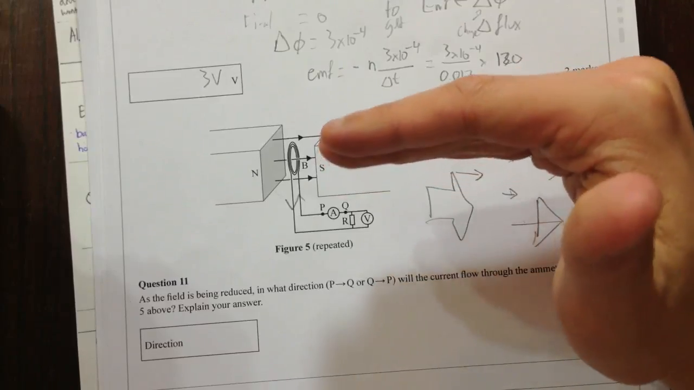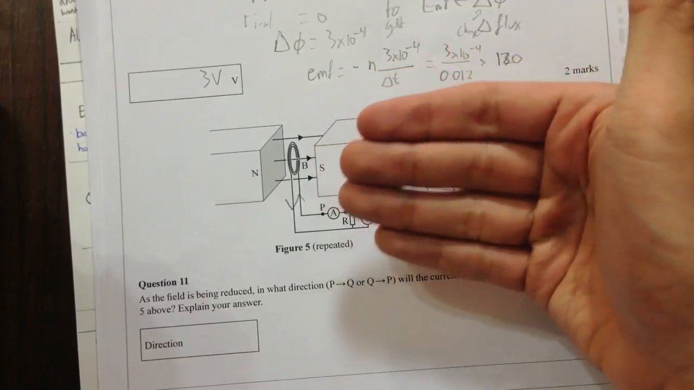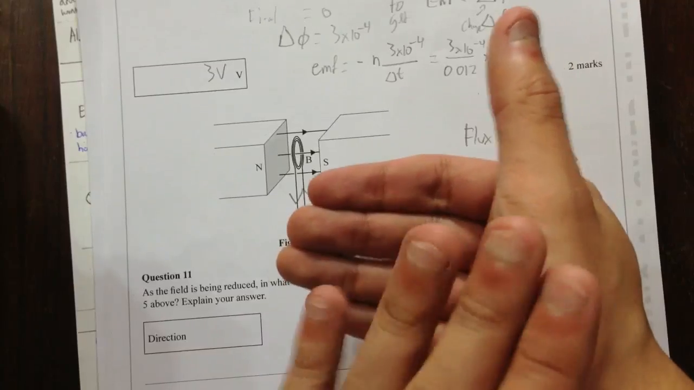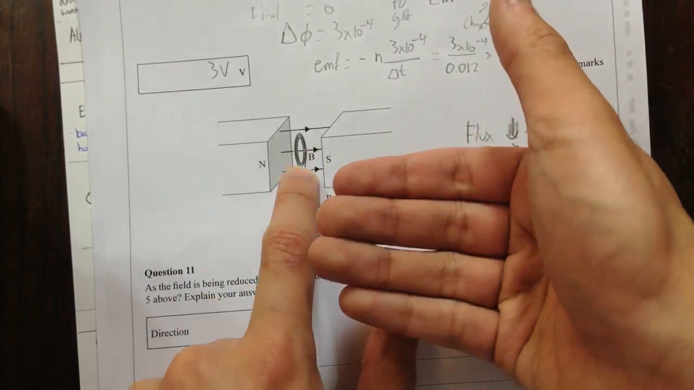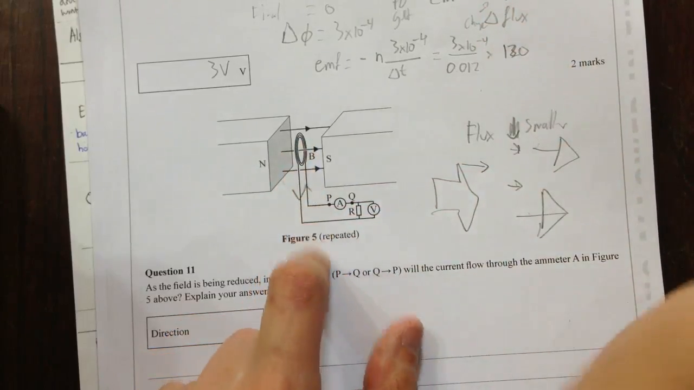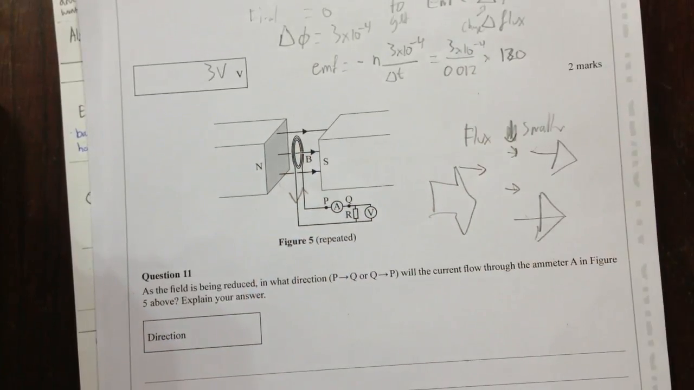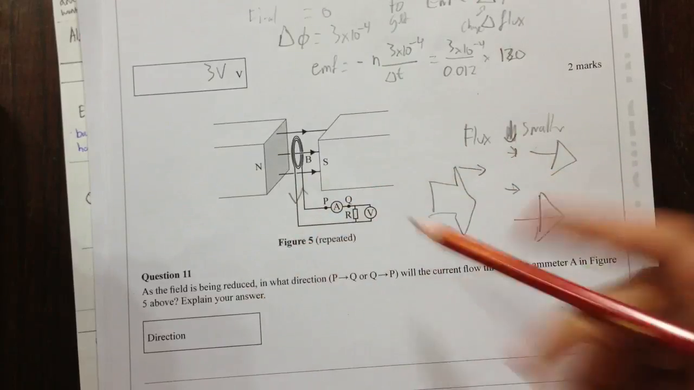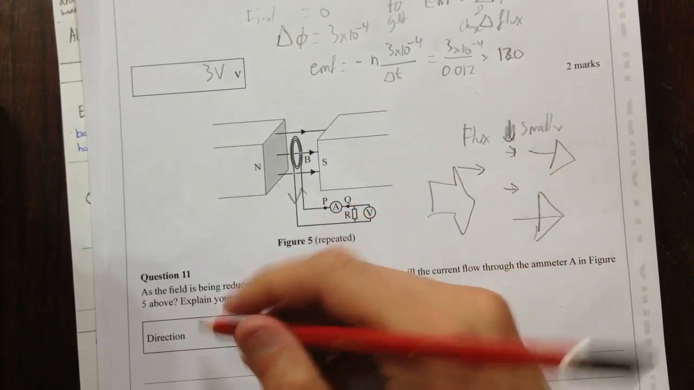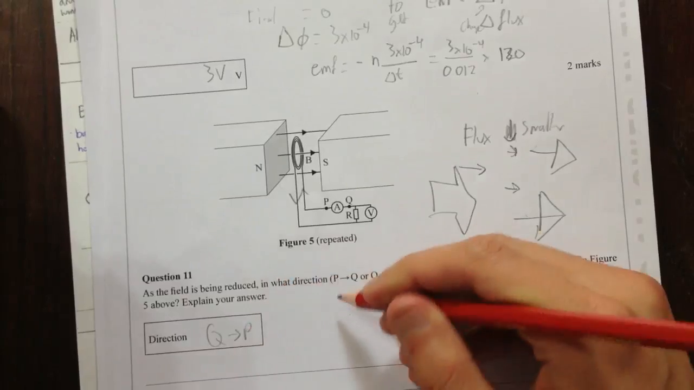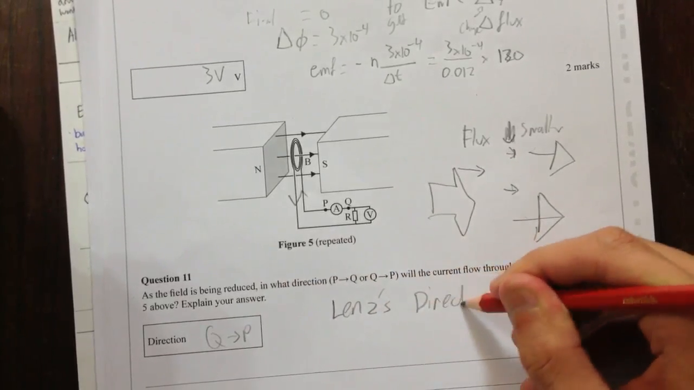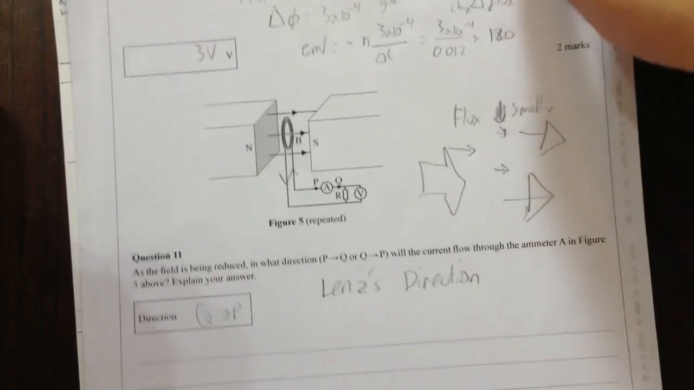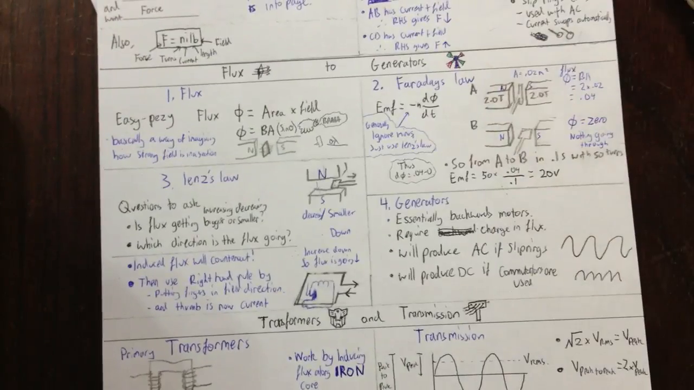And if it was going that way, then we put our fingers into the loop, because that's the direction of the flux. And now, just like before, our thumb is always our current. We can see that the current will be going in the opposite direction. So anyway, for this one, it will be going from Q to P. And this is Lenz's law, because Lenz's law gives us direction. That's probably the more confusing one.